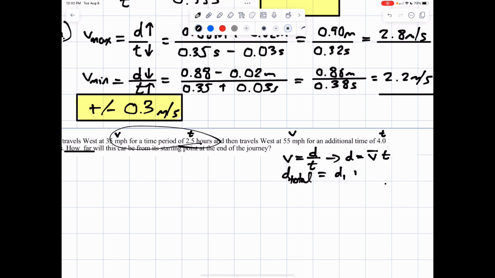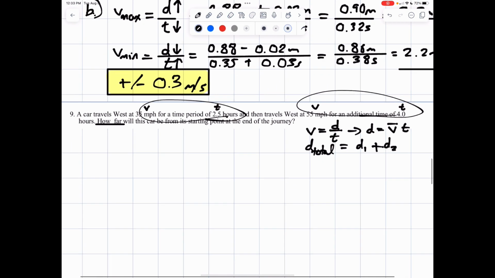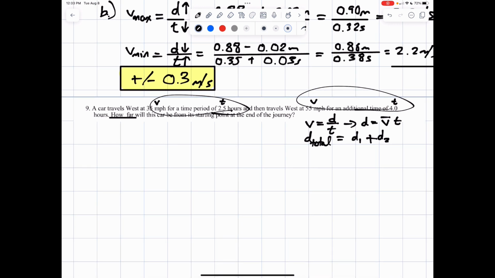plus distance for part 2, which would involve the second segment right there. Okay, so that's how we're going to attack this problem. And if you need to see a picture of it, I would encourage you to draw that. So it might look like this. If I draw this into 2 segments, this indicates the motion. It's going west for both.